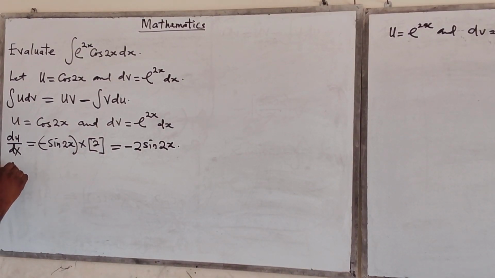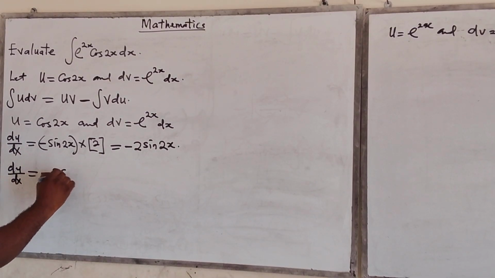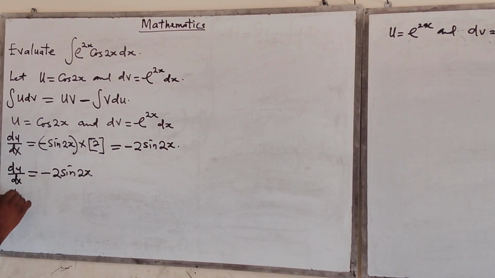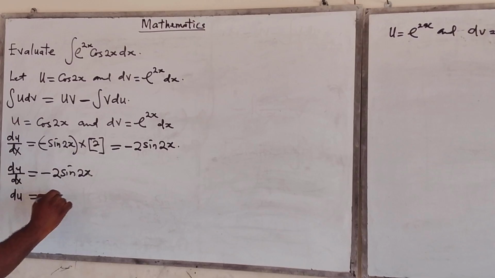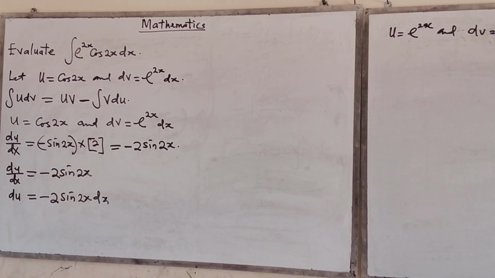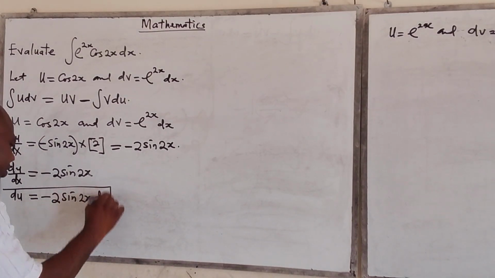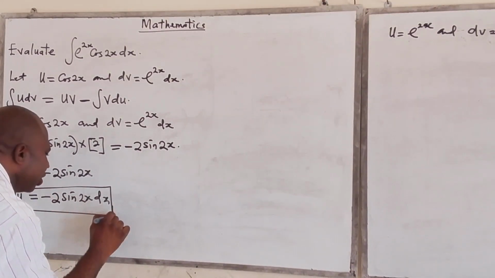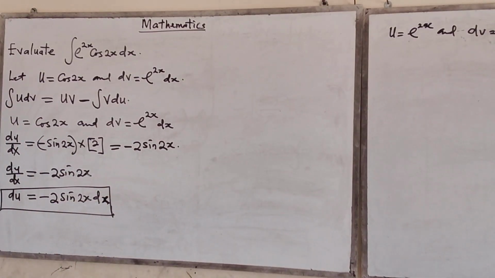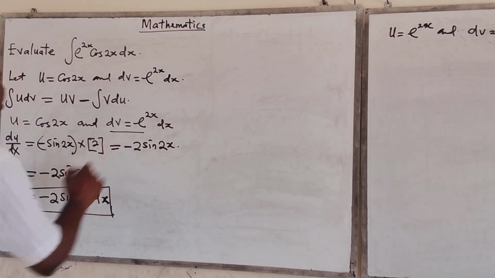Now, if du over dx is equal to minus 2 sine 2x, it means that du will be equal to minus 2 sine 2x dx. Now, let's take note of this. Yes, this is the value of du: minus 2 sine 2x dx. Now, let's come back to this.